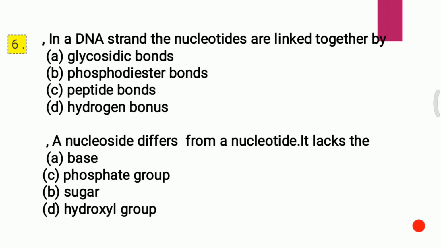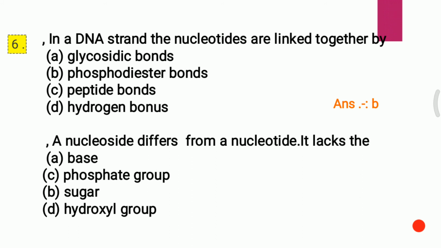Sixth slide. In a DNA strand, the nucleotides are linked together by: A. Glycosidic bond, B. Phosphodiester bond, C. Peptide bond, D. Hydrogen bond. In a DNA strand, the nucleotides are linked together by... and the correct answer is B, that is phosphodiester bonds.